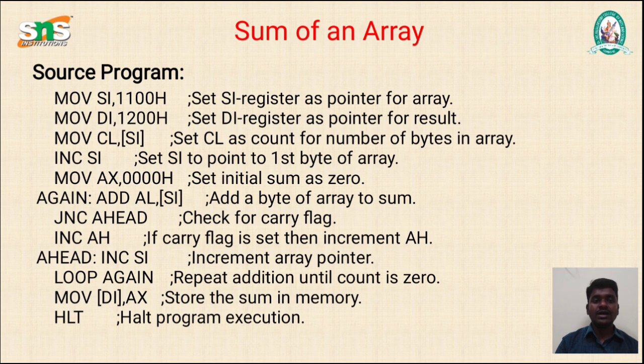the AX register. That AX register is moved to the DI pointer. DI will point to the 1200 address. So the final output data will be stored directly in 1200. HLT is the end of the program. We are using it to end the program.